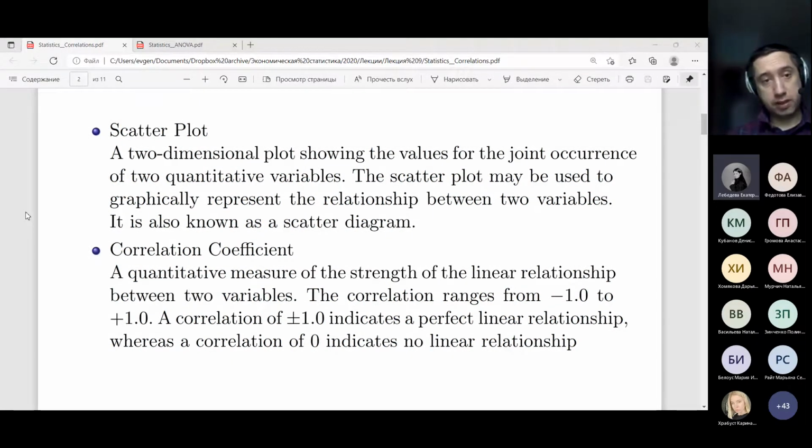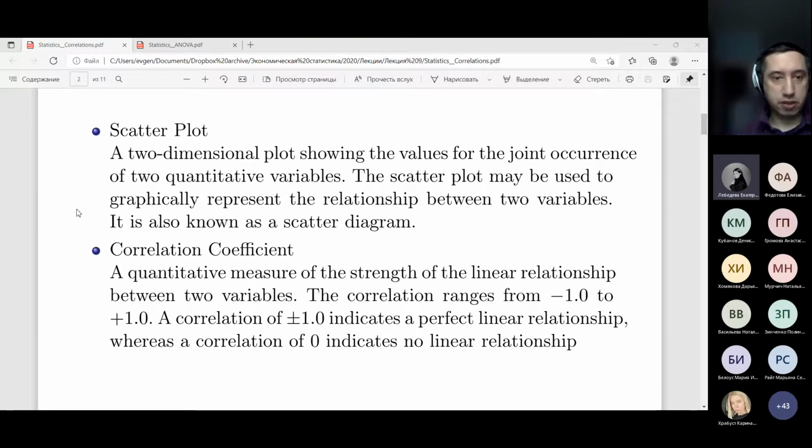First, we can create a simple scatter plot. I know that you learned scatter plots in your research seminar course when you learned Excel. Well, so we won't discuss it a lot. And in addition to scatter plots, you can calculate correlation coefficients.